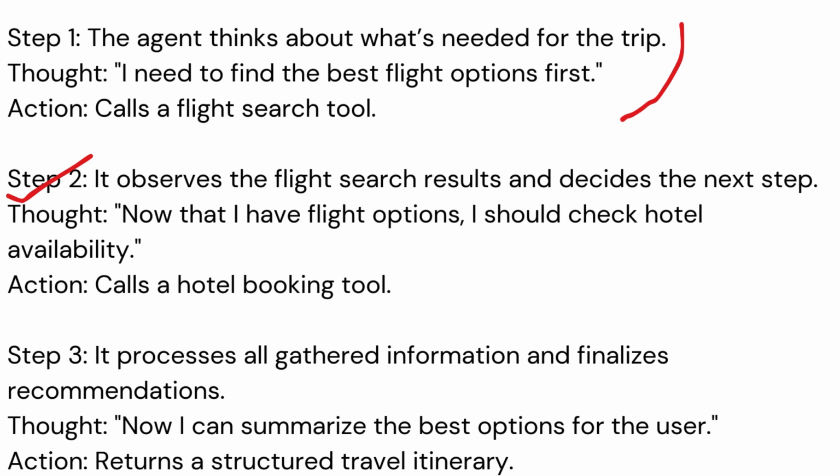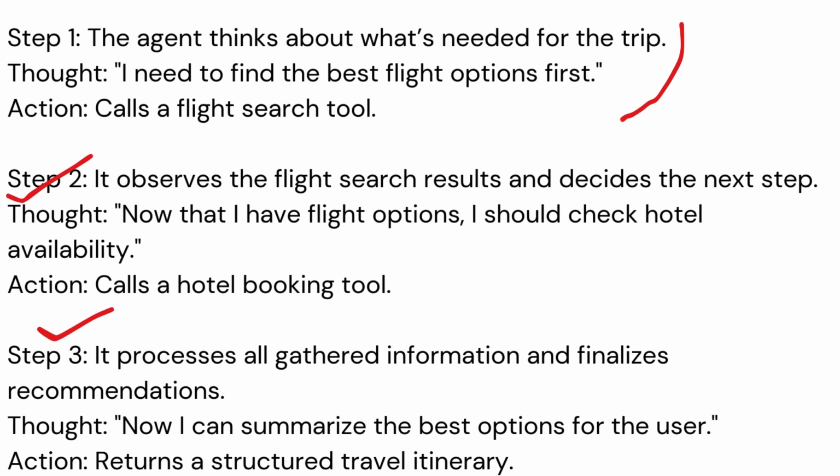Step 2, it observes the flight search results and decides the next step. Thought: now that I have flight options, I should check hotel availability. Action: calls a hotel booking tool. Step 3, it processes all gathered information and finalizes recommendations. Thought: now I can summarize the best options for the user. Action: returns a structured travel itinerary.